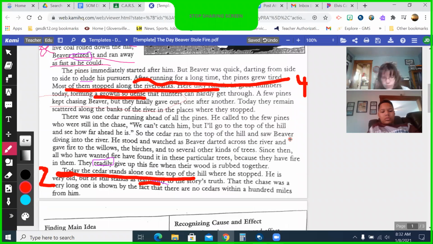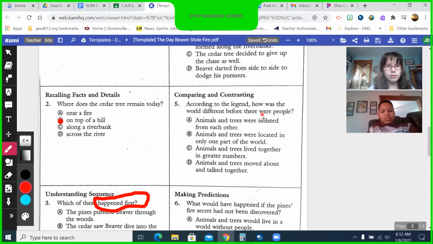All right. Number 5. Compare and contrast. According to the legend, how was the world different before there were people? Zion, what'd you get for number 5? Okay, well, let's do it now together. So it's asking us, according to the legend, how was the world different before there were people? Animals and trees were isolated from each other. Animals and trees were located only in one part of the world. Animals and trees lived together in greater numbers, or animals and trees moved about and talked together.